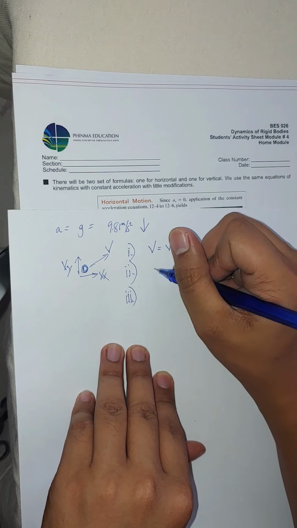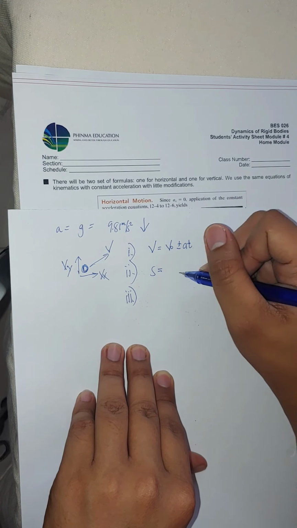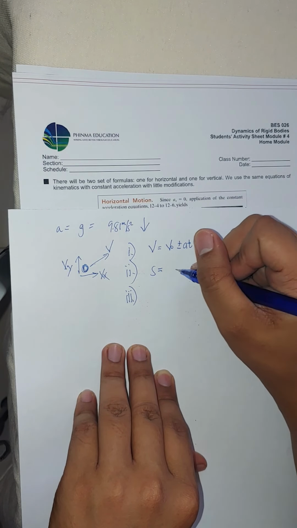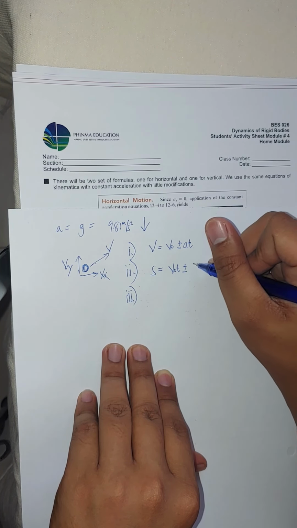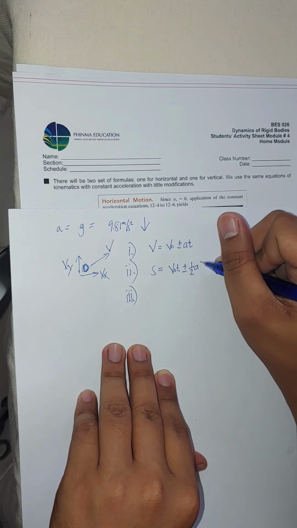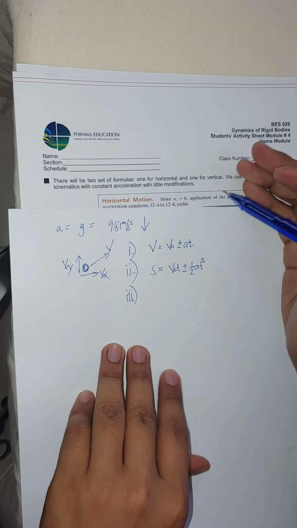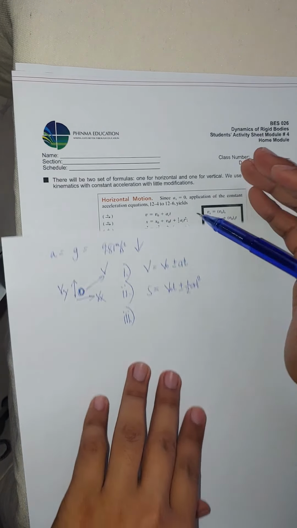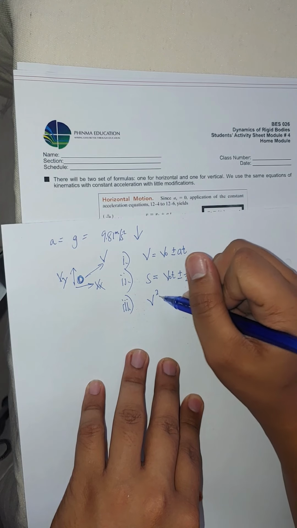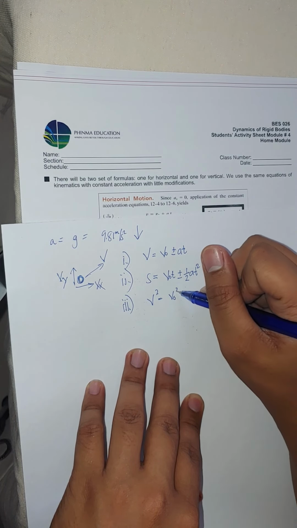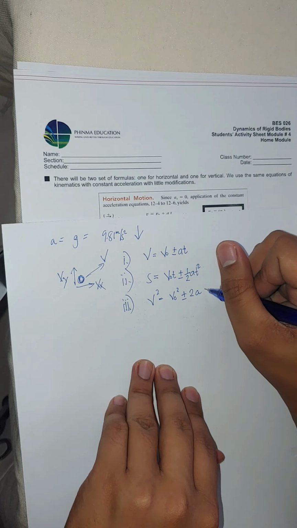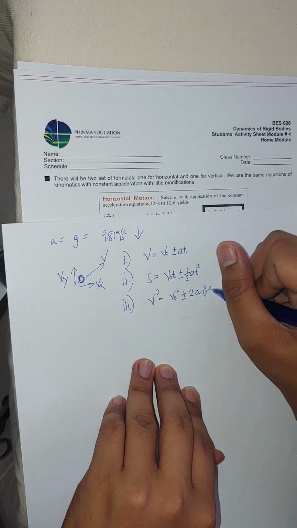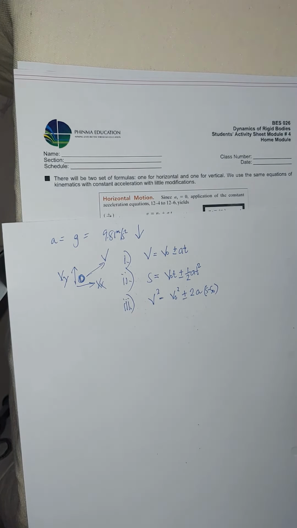And then the second one, we have the s, right? The final position is equal to the initial velocity times time plus or minus 1/2 a t squared. And then lastly, we have the final velocity squared is equal to initial velocity squared plus or minus 2 times the acceleration times the displacement s minus s0.